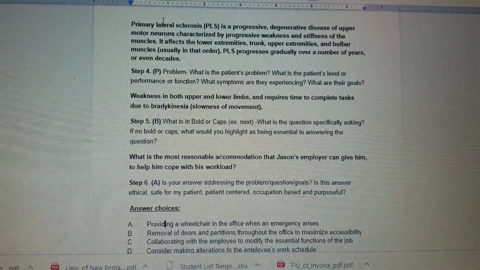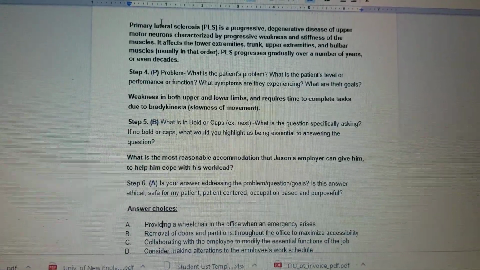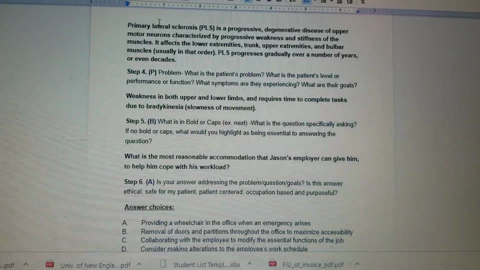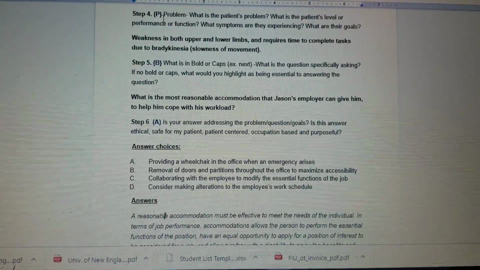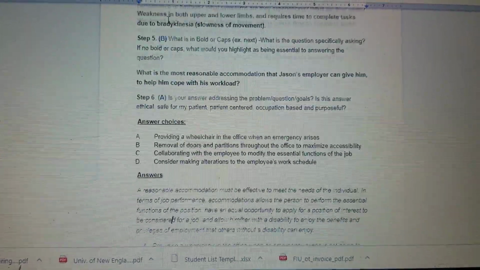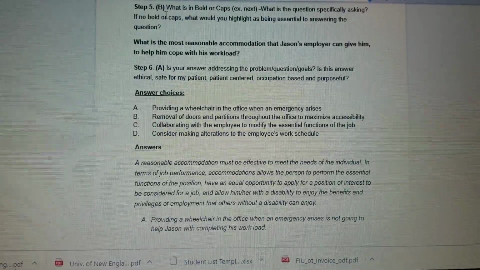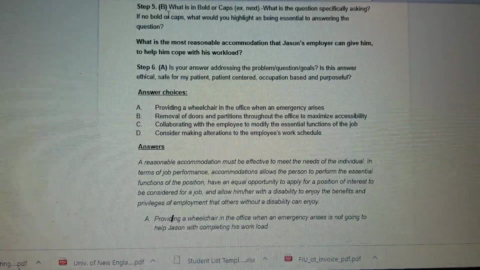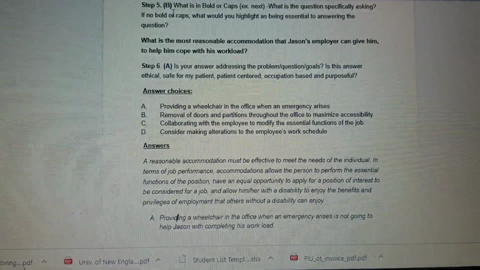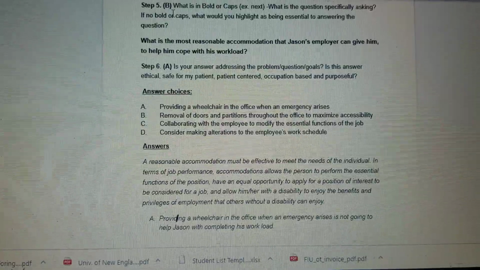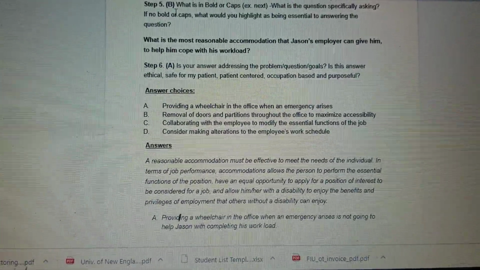Step 6, A. Is your answer addressing the problem, question, or goals? Is the answer ethical, safe for the patient, patient-centered, occupation-based, and purposeful? So let's make sure we consider all of step 6 when looking at the answer choices. A. Providing a wheelchair in the office when an emergency arises. B. Removal of doors and partitions throughout the office to maximize accessibility. C. Collaborating with the employee to modify the essential functions of the job. D. Consider making alterations to the employee's work schedule.